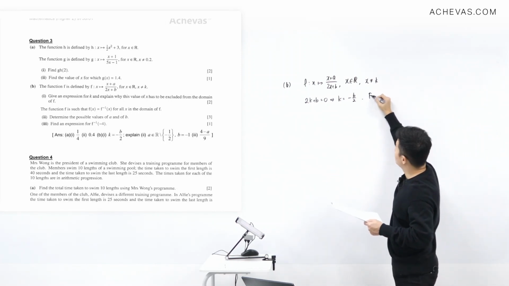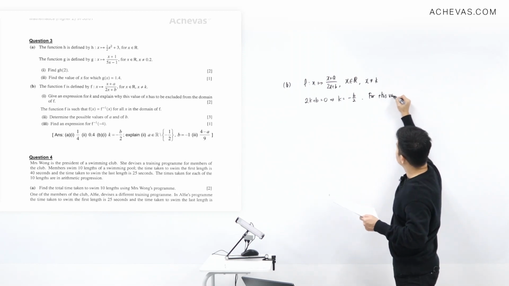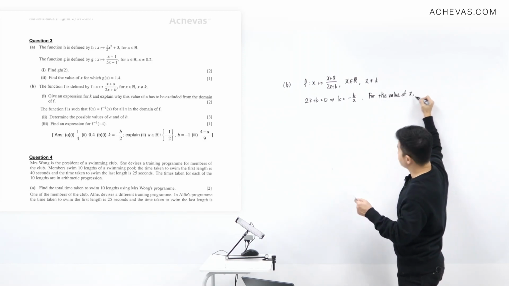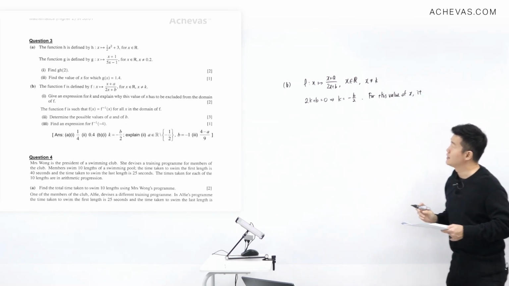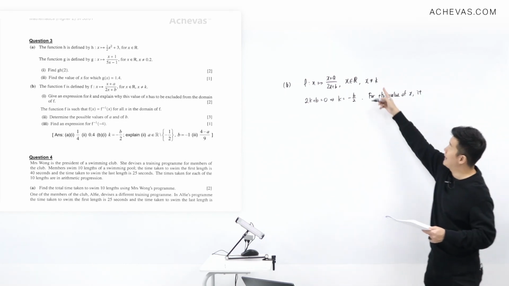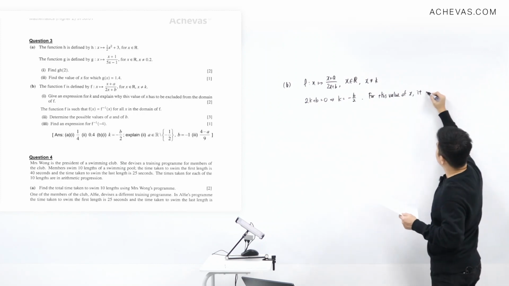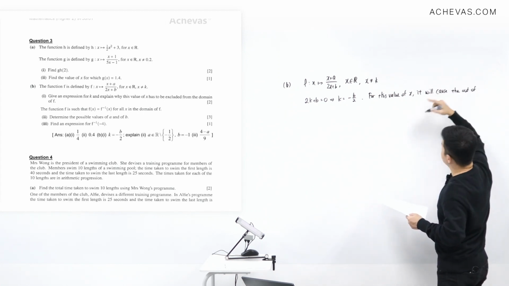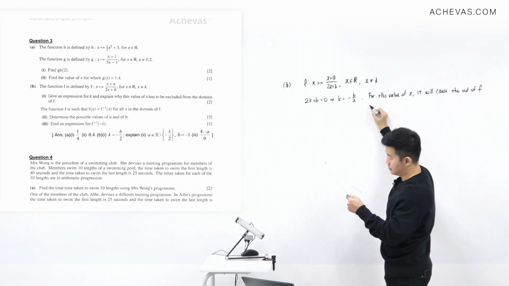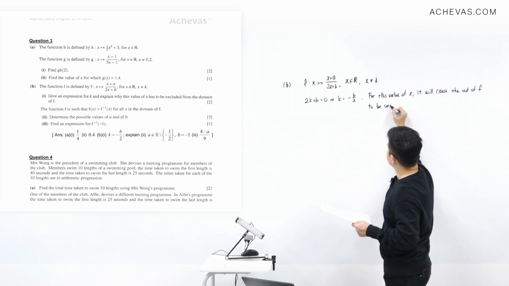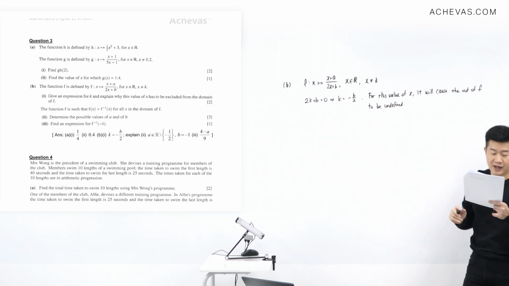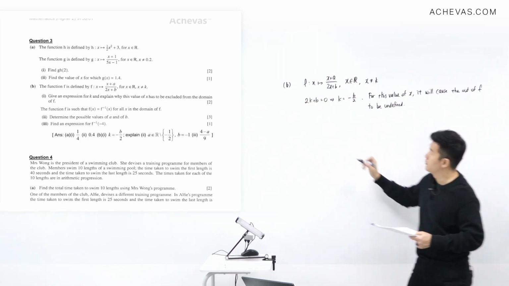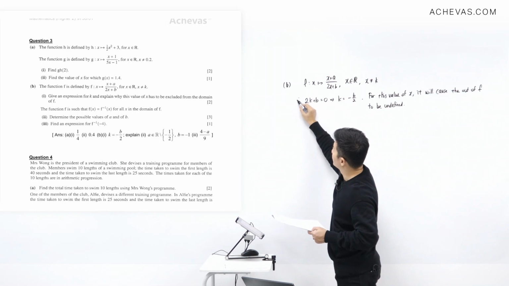So my explanation will be for this value of x, which is when k is equal to minus b over 2, which is when x is equal to minus b over 2, it will cause the output of the function f to be undefined. Okay, that's why we need to be rejecting the value of k, which is minus b over 2. This is part 1 of the question.